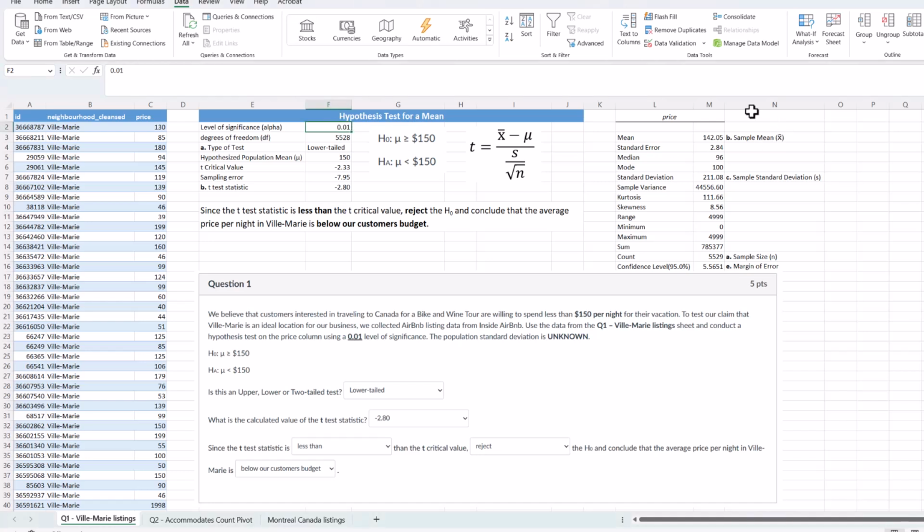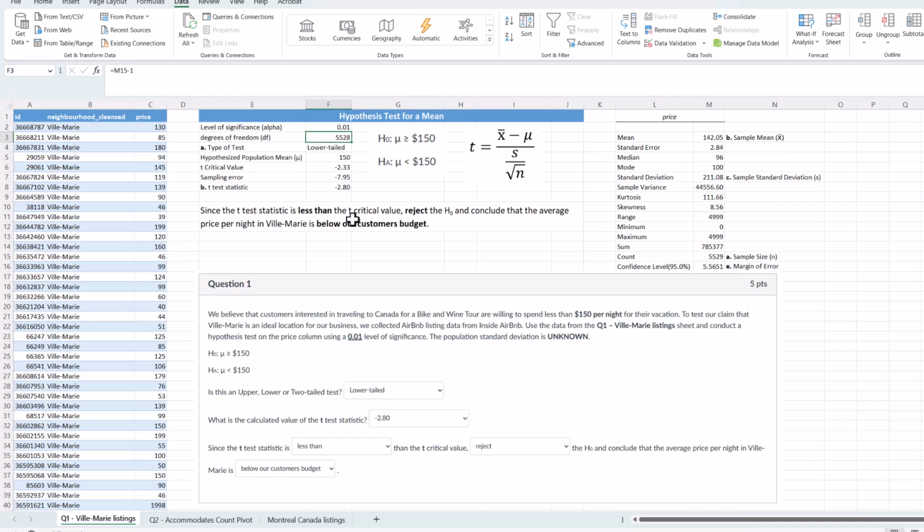Now, I've included the summary statistics that we ran when we were working with the confidence interval estimates, and I've placed that here for quick reference. So the first step is we want to calculate the degrees of freedom again. The degrees of freedom is simply the sample size minus 1, and we get 55.28.